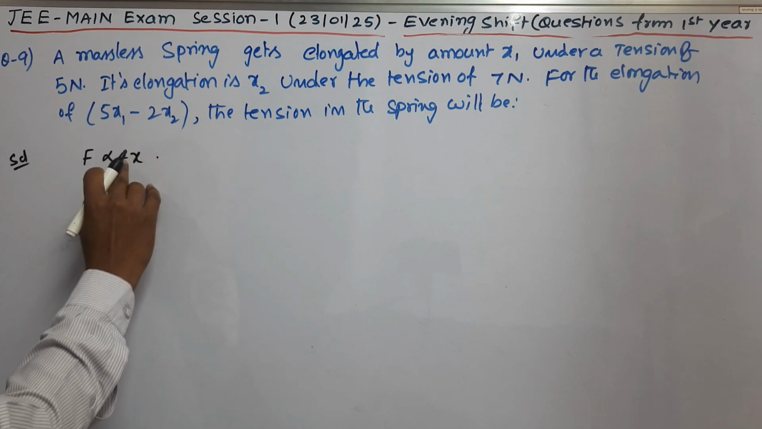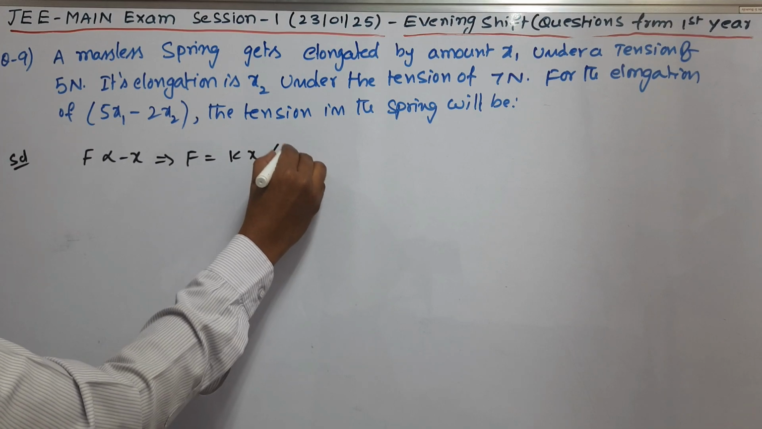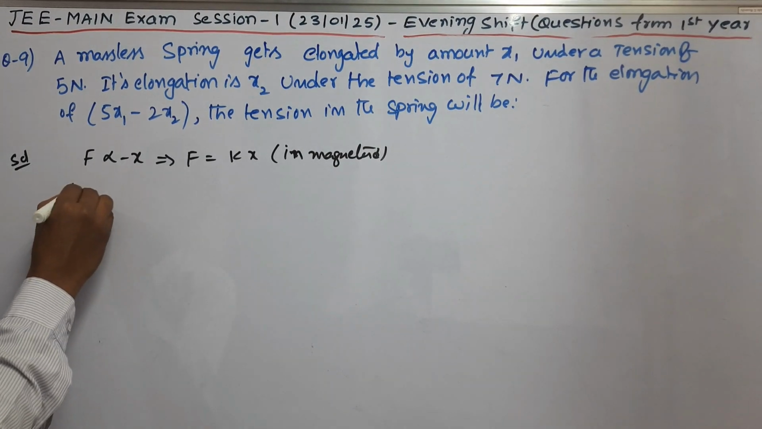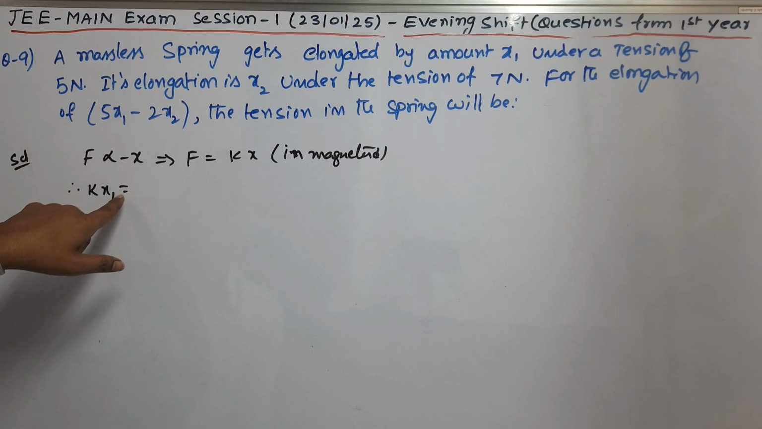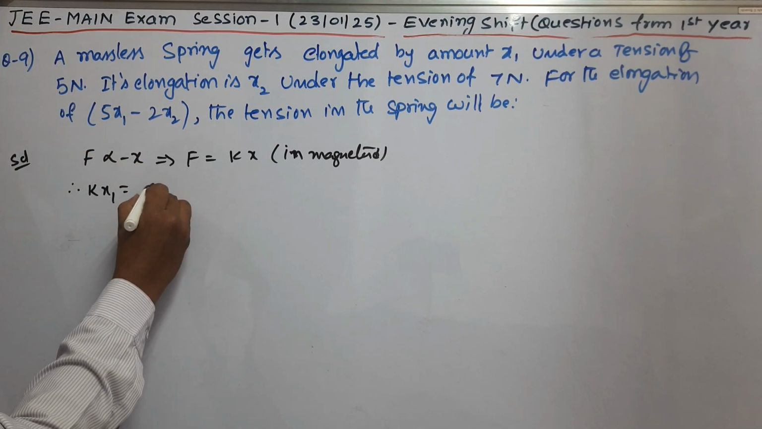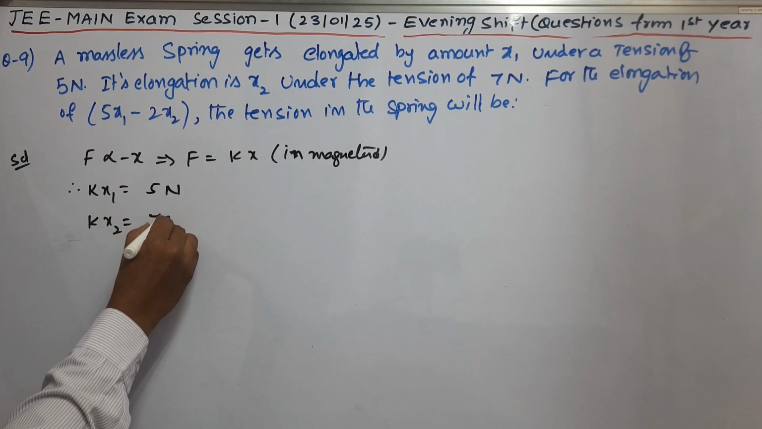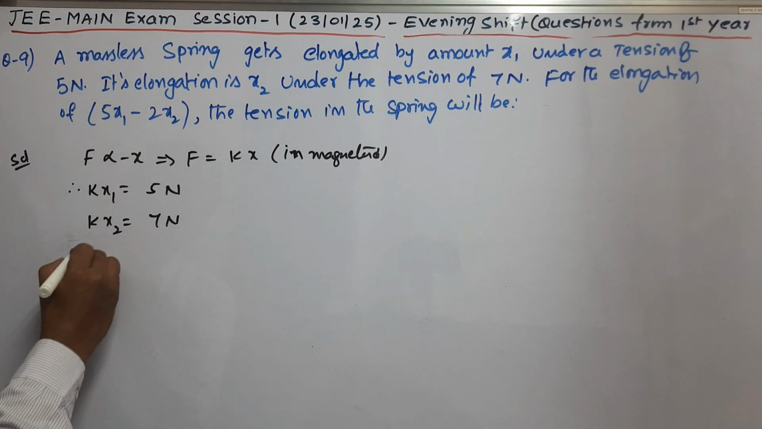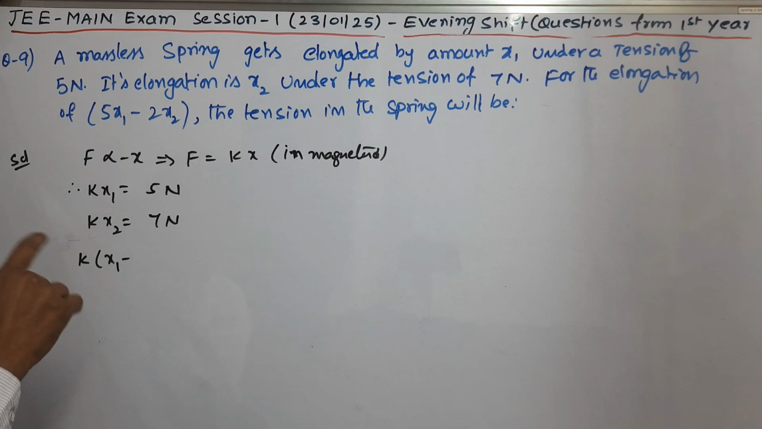That implies F is equal to K into X in magnitude, isn't it? Therefore, K into x1 is given, elongation is x1, which is equal to 5 Newton. Next, the same spring under tension 7 Newton, elongation equal to x2. But in this question he is asking 5x1 minus 2x2. So, we may write it like this.